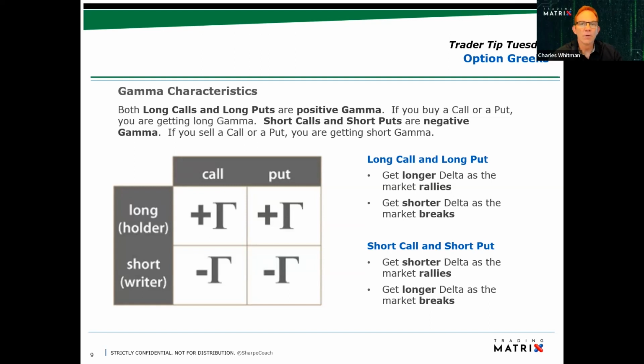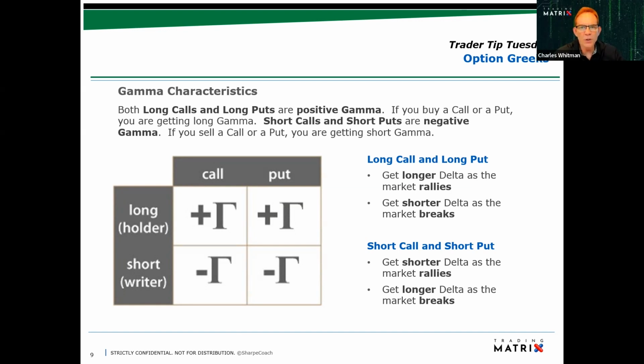If you're long a put and the market rallies, you get less short. If the market breaks, you get more short. If you're long a call and the market rallies, you get more long. If the market breaks, you get less long. If you think about this for a minute, this is what we want, right? We want to get longer as the market goes up and less long or shorter as the market goes down. That's one of the benefits of long gamma.